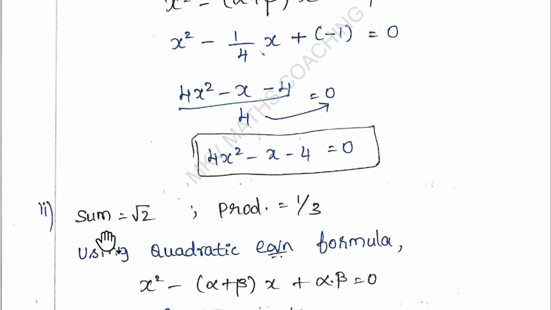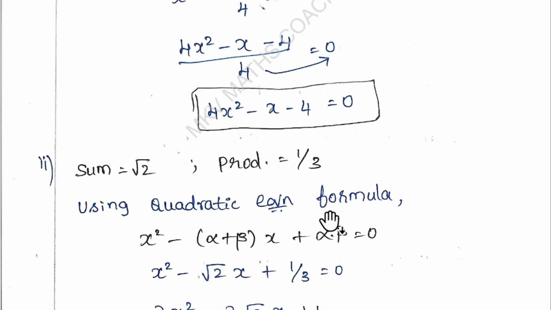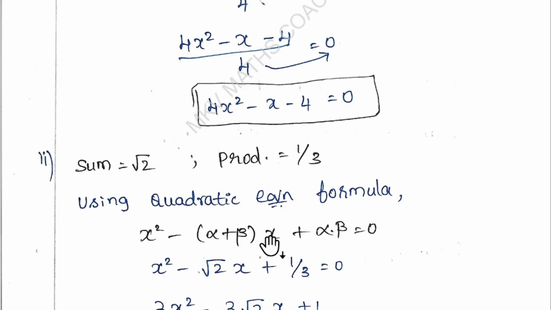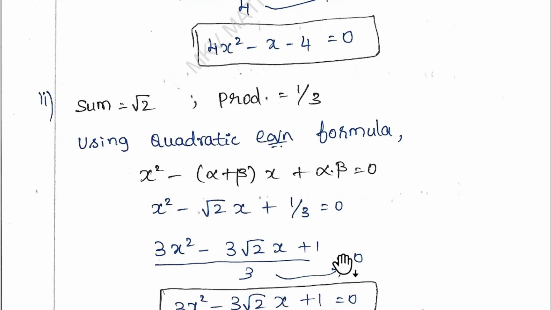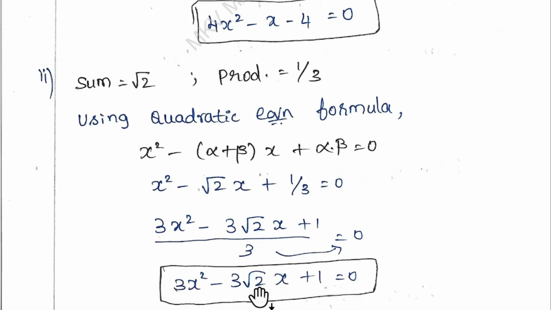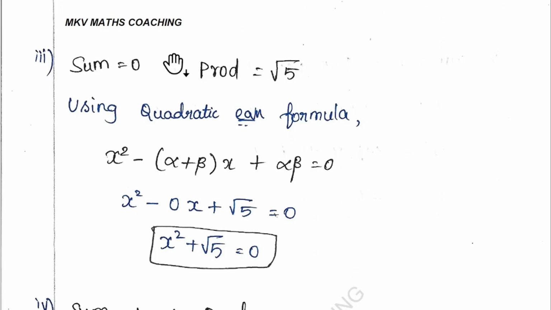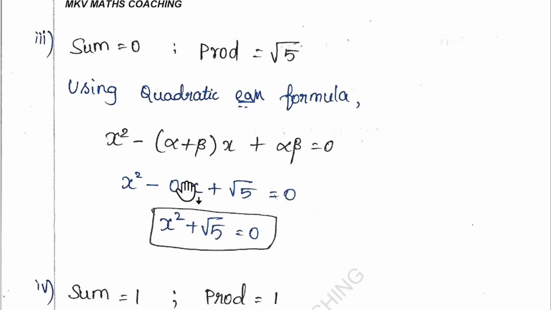In the second question, the sum is root 2, which is alpha plus beta is root 2. Alpha beta is 1 by 3. Okay. Just substitute in the formula. x square minus root 2 x plus 1 by 3 is the product. Just take the LCM for 3 and send this 3 to the right hand side. 3 into 0 becomes 0, and 3x square minus 3 root 2 x plus 1 equal to 0 is the quadratic polynomial. Okay. Third question you try for yourself.